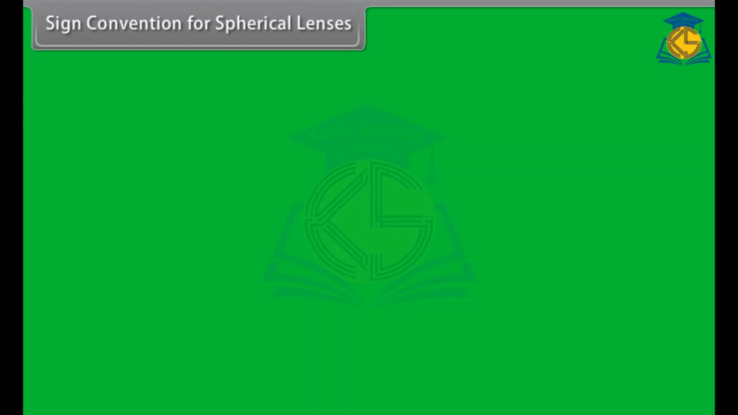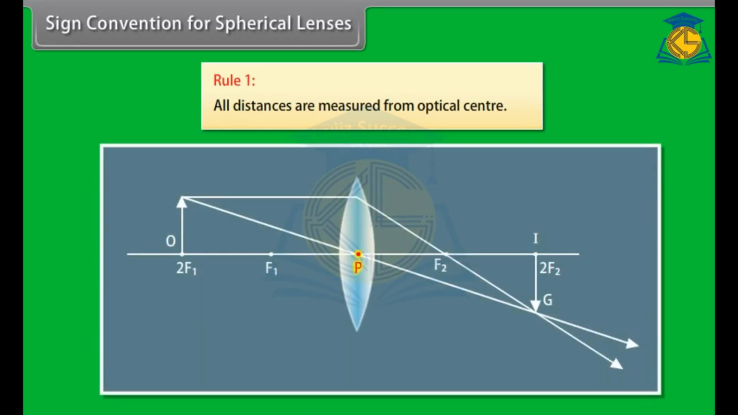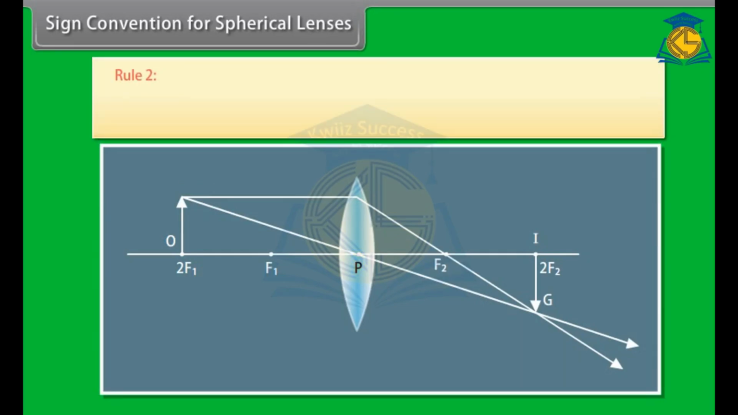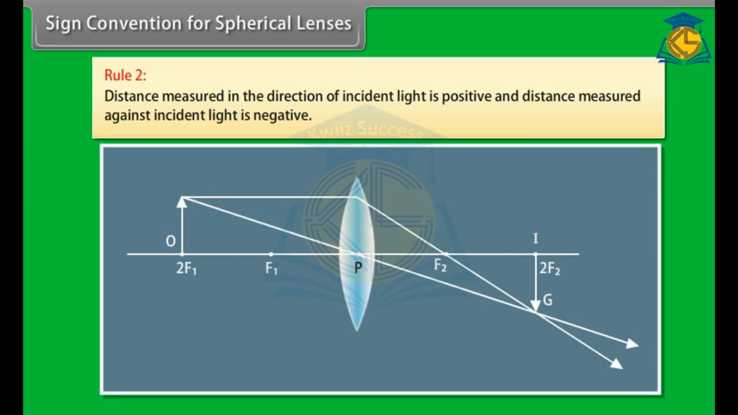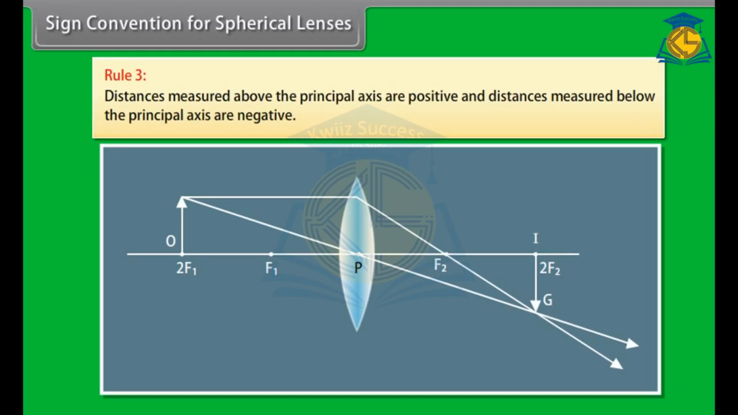Sign convention for spherical lenses. The sign convention rules are as follows. Rule number 1. All distances are measured from optical center. Rule number 2. Distance measured in the direction of incident light is positive and distance measured against incident light is negative. Rule 3. Distances measured above the principal axis are positive and distances measured below the principal axis are negative.